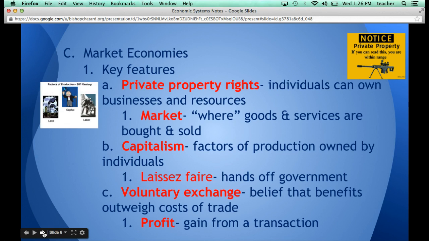Okay, capitalism. So here are 20th century factors of production: land, capital, and labor. For whatever reason, they don't have entrepreneur on there.